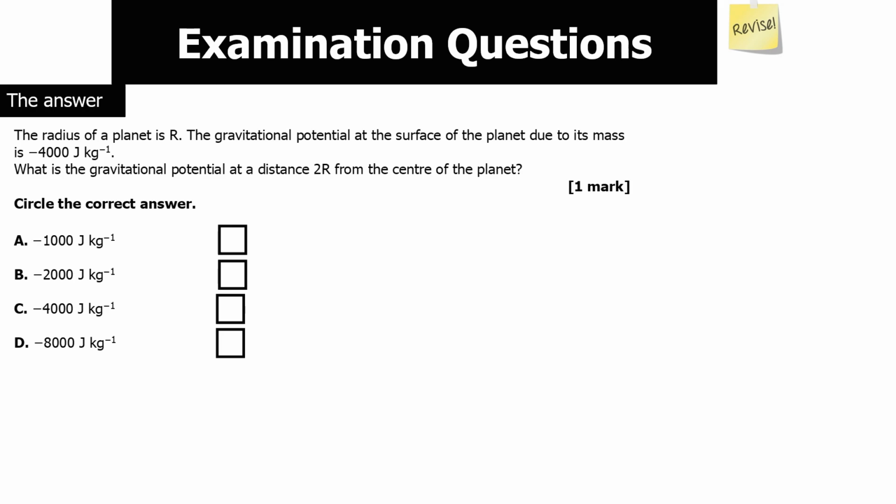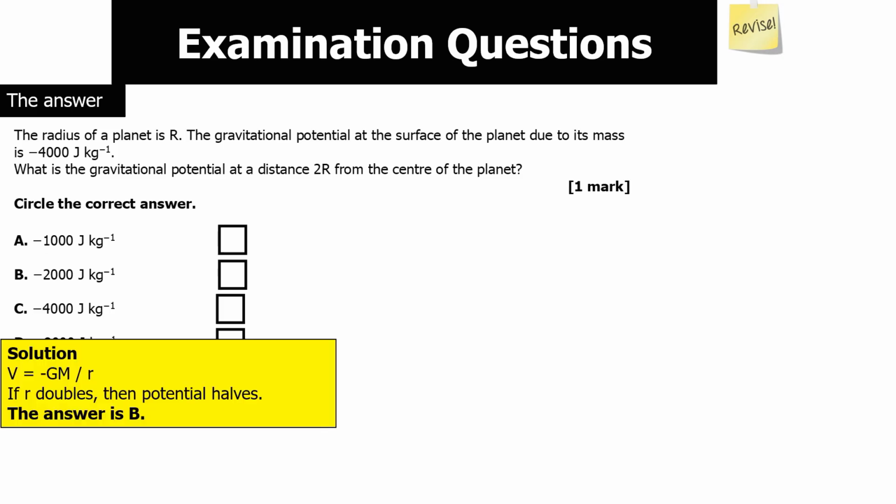Right, the answer here is going to be B, because we know that V, the potential, is minus GM over r. This tells us that if r doubles, therefore the potential halves. So when it's at 2r, the potential is half, so it's now gone from 4,000 to 2,000.